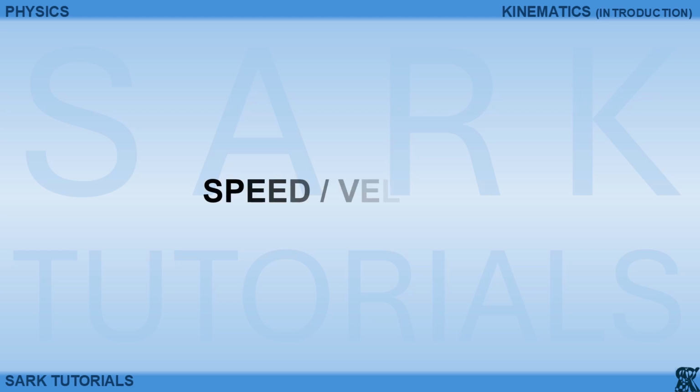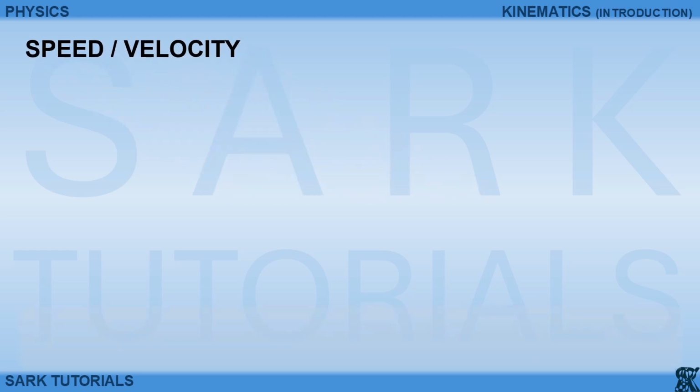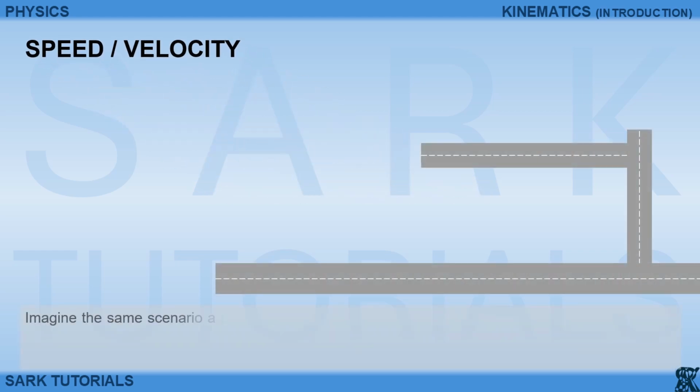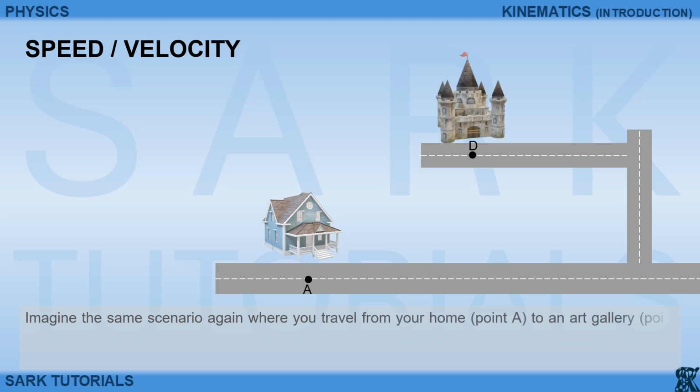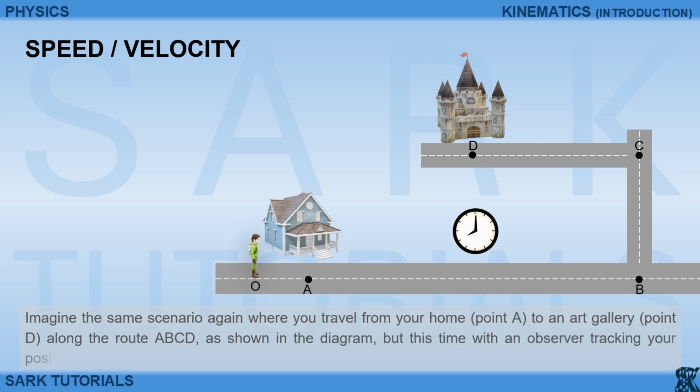Speed and velocity. Imagine the same scenario again where you travel from your home, point A, to an art gallery, point D, along the route ABCD, as shown in the diagram, but this time with an observer tracking your position and time.